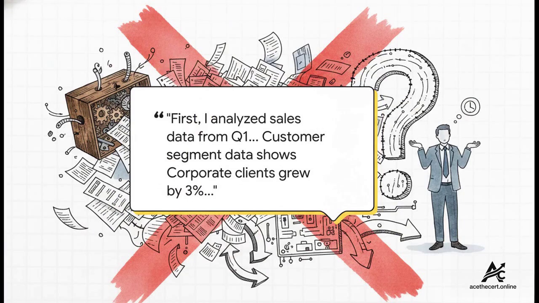So let me show you what not to do. This is the bottom-up approach, and it's terrible. It sounds like this. First, I analyzed the sales data from Q1. We saw sales of $250K in the East, and then $150K in the West. And then the customer segment data shows corporate clients grew by 3%. You see, it's a total data dump. The person listening is just sitting there thinking, get to the point, so what?